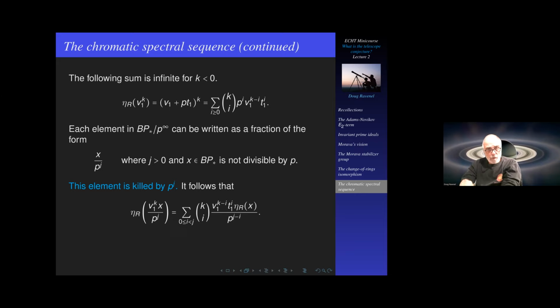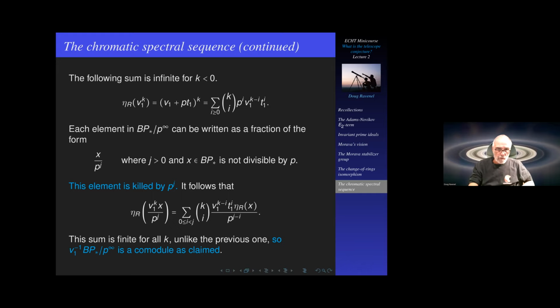Okay, so now let's look at this sum that we've been looking at. So we're going to look at the analog of this sum where instead of v1 to the k, we have v1 to the k x over p to the j. And you're going to get an expression like this. But now notice that in the denominator, we now have p to the j minus p to the i, which means it's a finite sum. The terms up here where i is greater than or equal to j are going to vanish down here. So what was an infinite sum up here becomes a finite sum here.